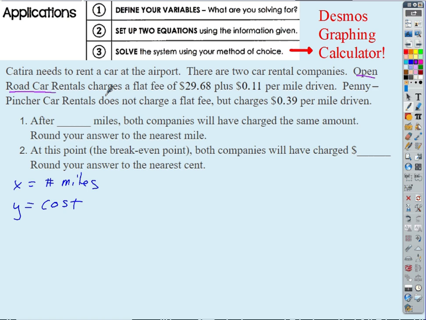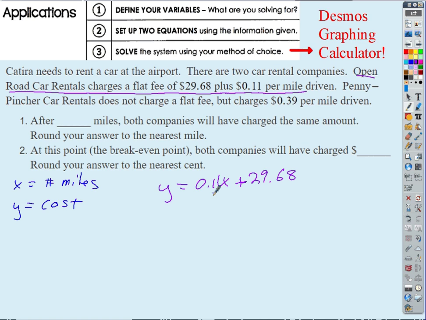Open Road Car Rentals charges a flat fee of $29.68 plus 11 cents per mile driven. So how can I calculate the total cost of renting a car from them? Y equals 29.68 plus 0.11x. Okay, good. I'm gonna go ahead and put the 0.11x first, plus 29.68, doesn't matter, either way, right? But that's my fixed cost or my flat fee or my start value, right? And there's my rate, 11 cents per mile times the number of miles, which is X.